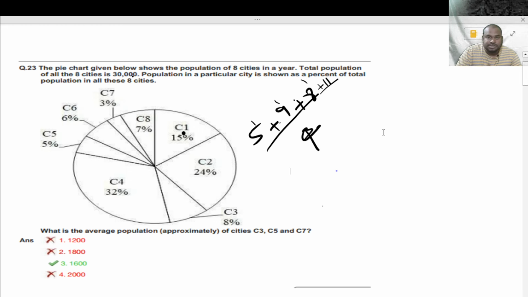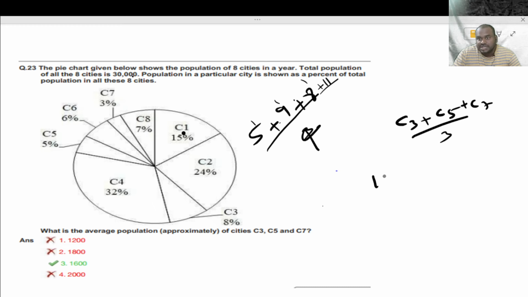But coming to this problem, he is asking for the average of C3, C5, and C7. So you have to add them up and divide by 3. Now, C3's percentage is given as 8%, C5 is 5%, total 13, and C7 is 3%, so 16%. We need the average, so 16% divided by 3. You don't have to calculate that right now. I'll just find 16% as 10% plus 5% plus 1%.